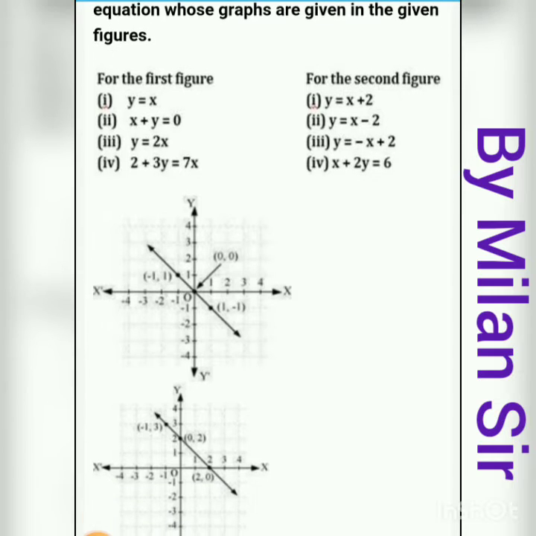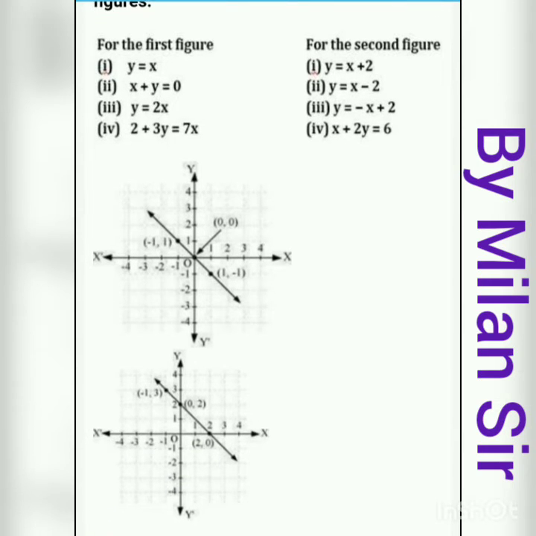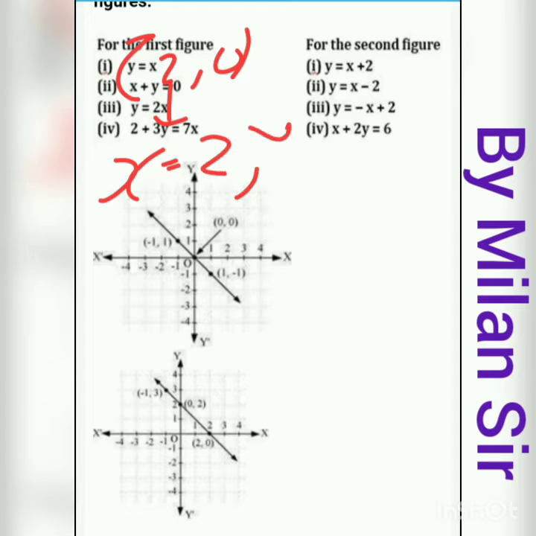Okay, now for the second figure, here we have (-1, 3), (0, 2), and here we have (2, 0). So I am just going with (2, 0). This is the third point, (2, 0). First is the x coordinate, right? So your x is equal to 2 and y is equal to 0. First is the x coordinate, second is the y coordinate. So x is equal to 2, y is equal to 0.